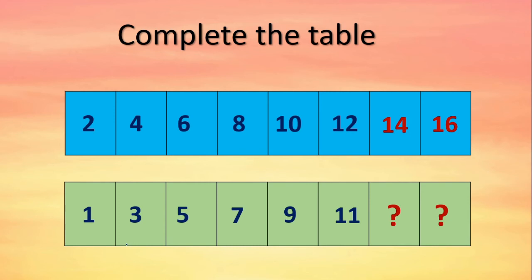Now in the second one, 1, skip 2, 3 is written, skip 4, 5 is given, skip 6, 7 is given, skip 8, 9 is given, skip 10, 11 is given, skip 12, our number is here 13, skip now 14, our number is 15. Yes, we got one more pattern here, right?